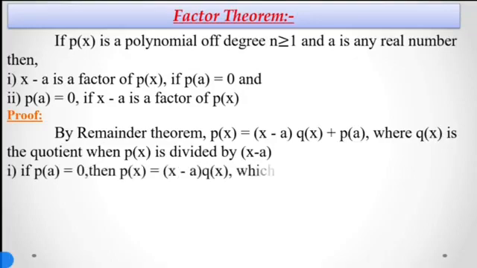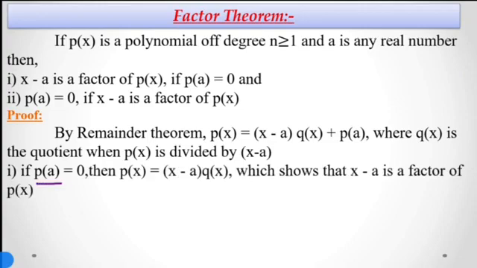If p of a equals 0, put this condition in the remainder theorem. If p of a is 0, this term is 0, then we are left with p of x equals x minus a into q of x, which shows that x minus a is a factor of p of x. How? For this, let's see one simple example.